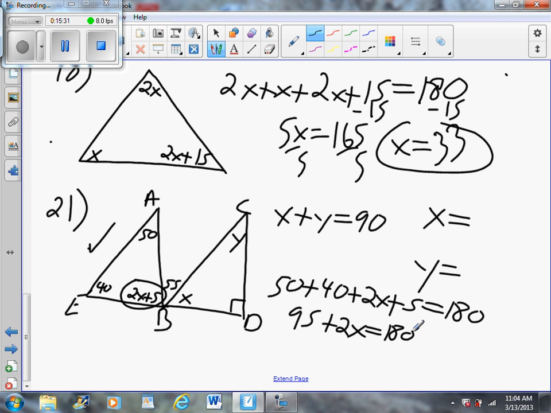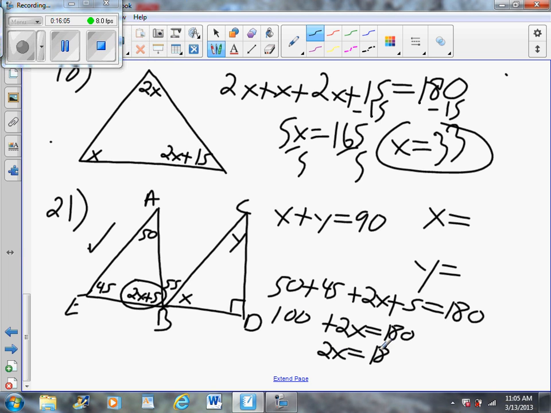Now, what do I do? And what is that going to give me? 85. Yes, it is. Okay, the reason I stopped is because I began to suspect I made a mistake, and I did. This angle is not 40 degrees, but 45. Now, that being the case, 50 plus 45 plus 5 is going to be equal to 100, right? It's going to be a little easier to figure out. Let's see where it's going now. Subtract 100 from both sides.